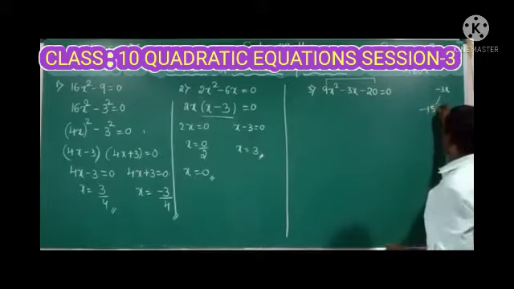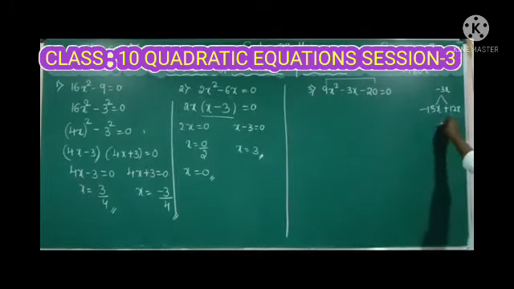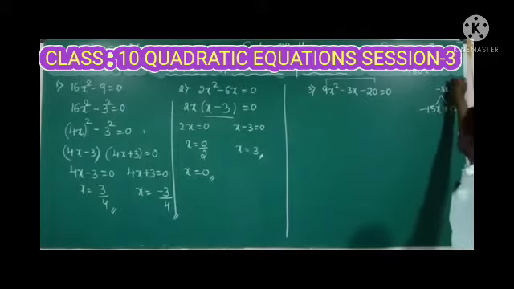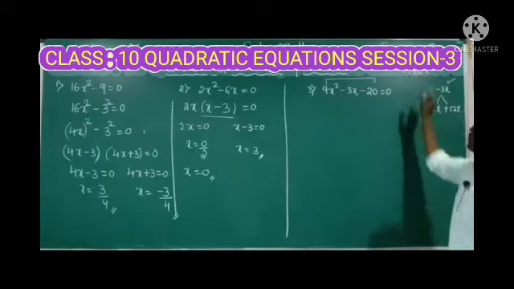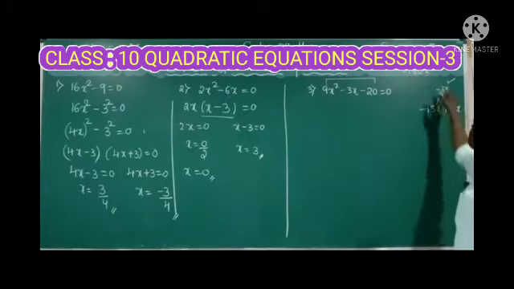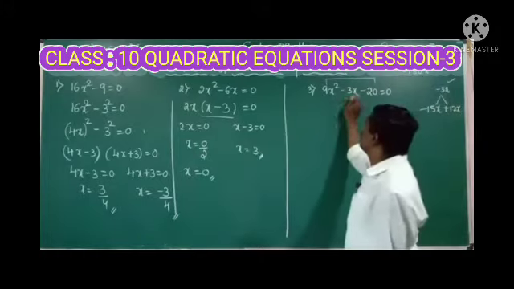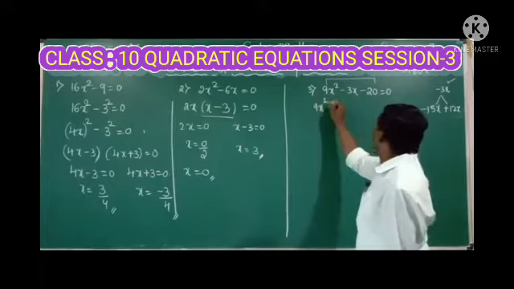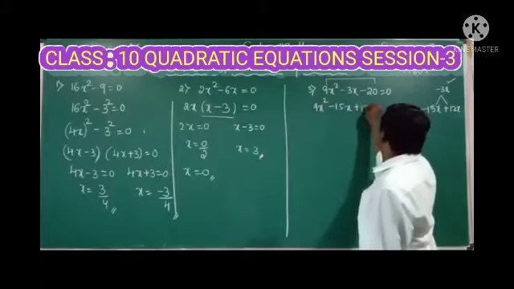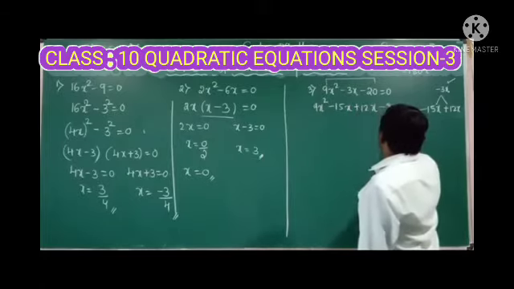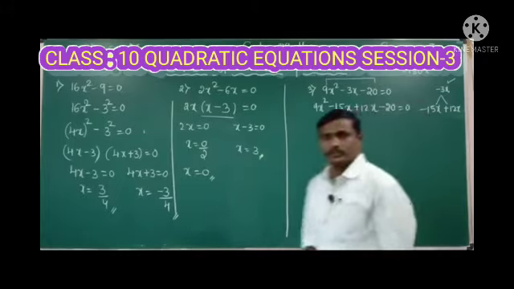Minus 15x and plus 12x. What are you getting here? Minus 15x plus 12x is nothing but minus 3x. Just multiply these two terms. 15 12s are 180, and x into x is x square. So the split gives 9x square minus 15x plus 12x minus 20 is equal to 0, right?